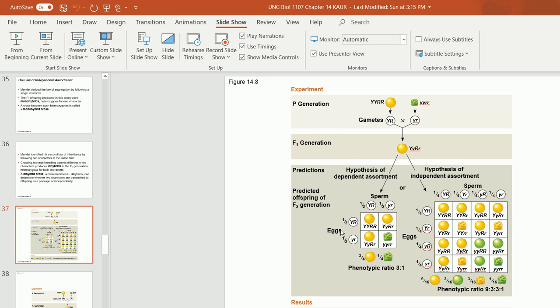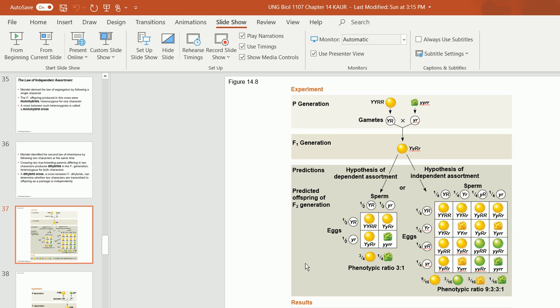The plants can have yellow and smooth seeds. They can have green and smooth seeds. They can have yellow and wrinkled seeds, or they can have green and wrinkled seeds. And the ratio of all these different kinds of seeds is 9:3:3:1. Which means that out of 16, 9 plants will have yellow and round seeds. 3 will have green and smooth seeds. Another 3 will have yellow and wrinkled seeds. And 1 is going to have green and wrinkled seeds.